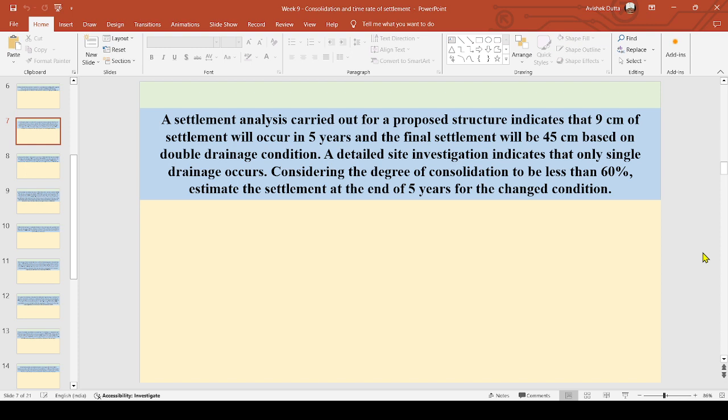Okay, not the ultimate settlement. You have to find the settlement at the end of 5 years, considering less than 60 percent degree of consolidation. Okay, next question.